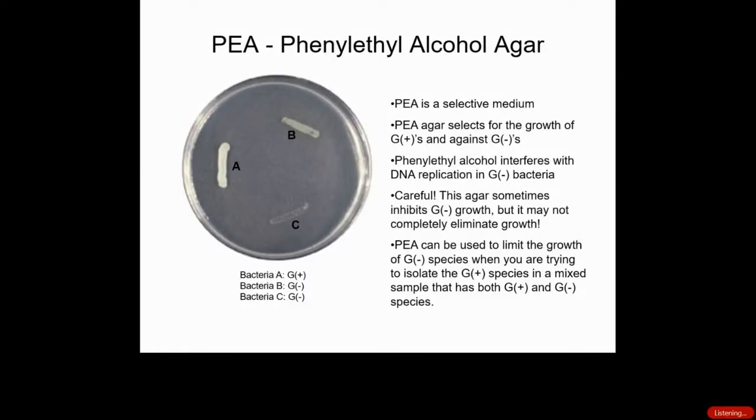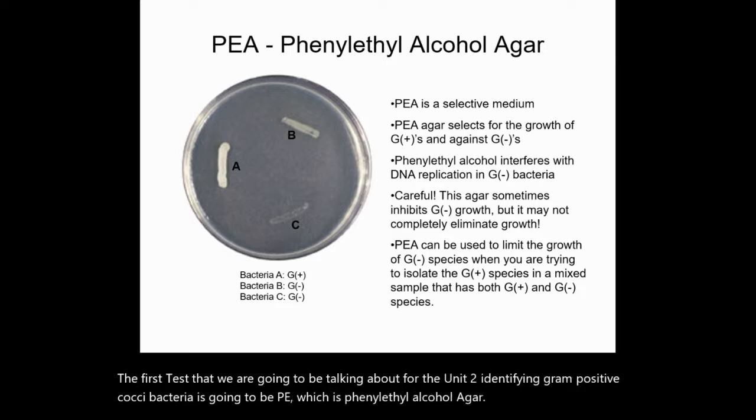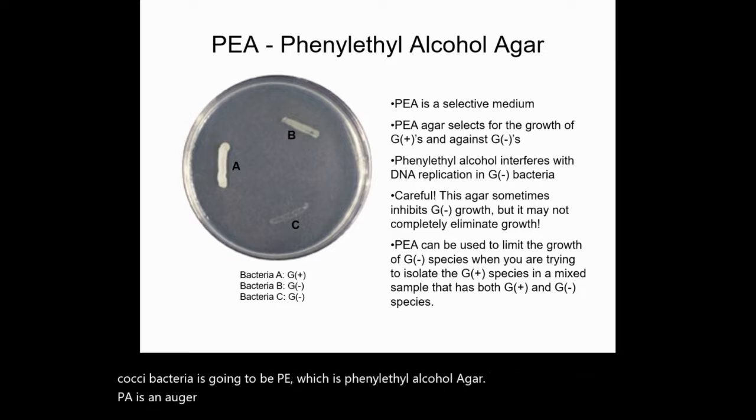The first test that we are going to be talking about for Unit 2, identifying gram-positive cocci bacteria, is going to be PEA, which is phenylethyl alcohol, Agar.